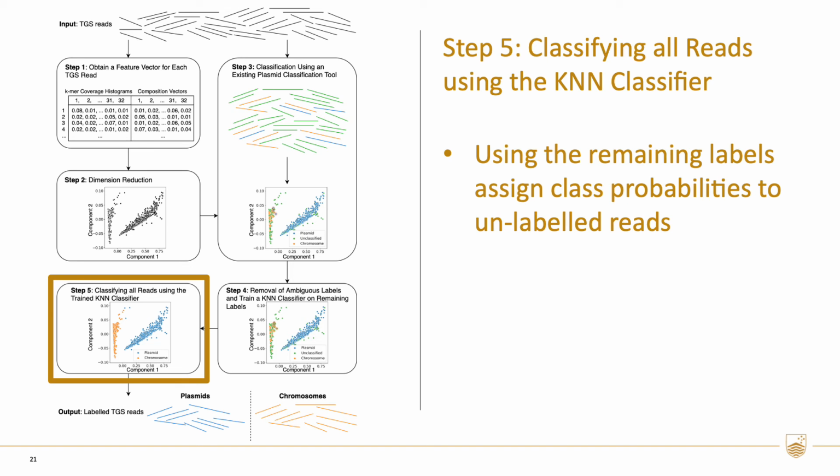Now, using the remaining labeled reads and a nearest neighbor classifier, we classify the remaining set of reads. The nearest neighbor classifier computes class probabilities for all the unclassified data points. In our experiments, we use points with probability above 0.5 as plasmids and the rest as chromosomes.